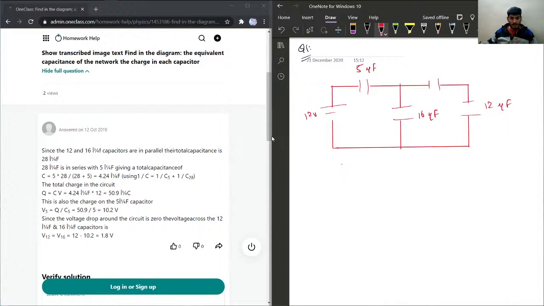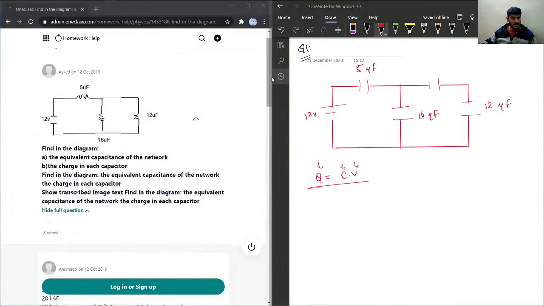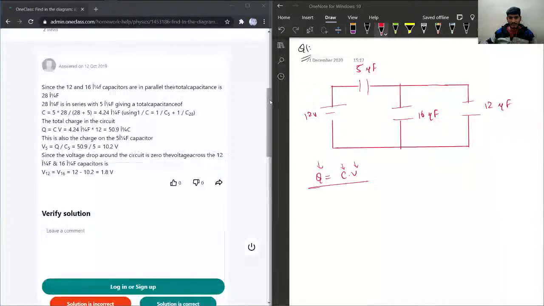So the formula for calculating charge in a capacitor is basically Q is equal to C into V, where C is the capacitance, V is the voltage and Q is the charge. Here we can see that this 5 microfarad capacitor is in series with the parallel combination of 16 and 12. In the case of resistance, when we have it in parallel, we take the reciprocal, but in capacitance we have the opposite. So we'll sum.